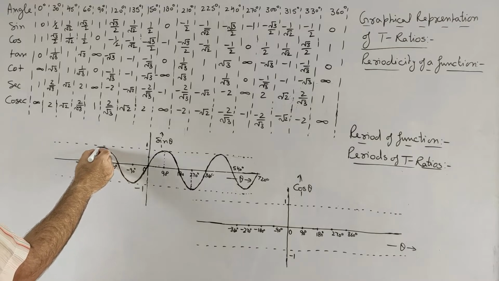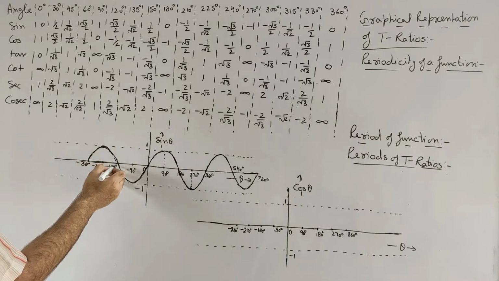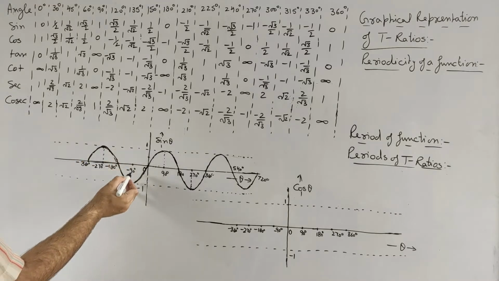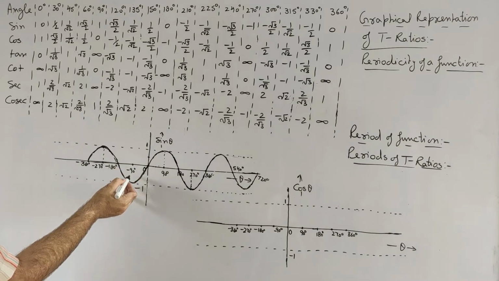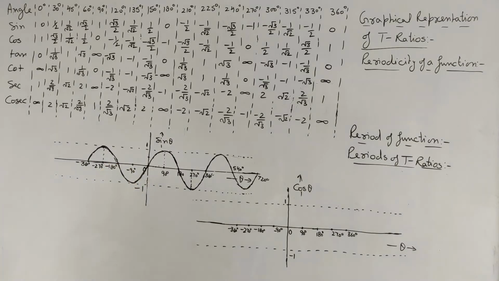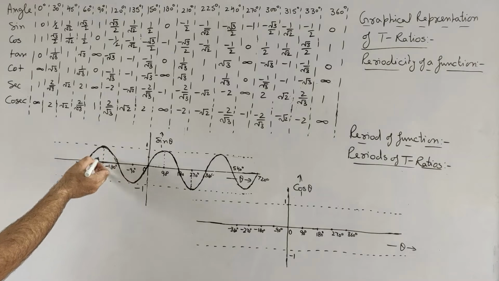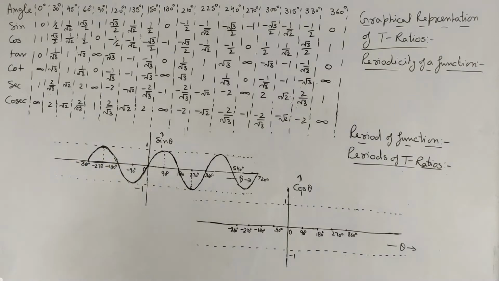The basic shape of the curve remains the same. It will have minimum value -1 at -90 degree and maximum value 1 at -270 degree, and same will proceed further for next values of theta.